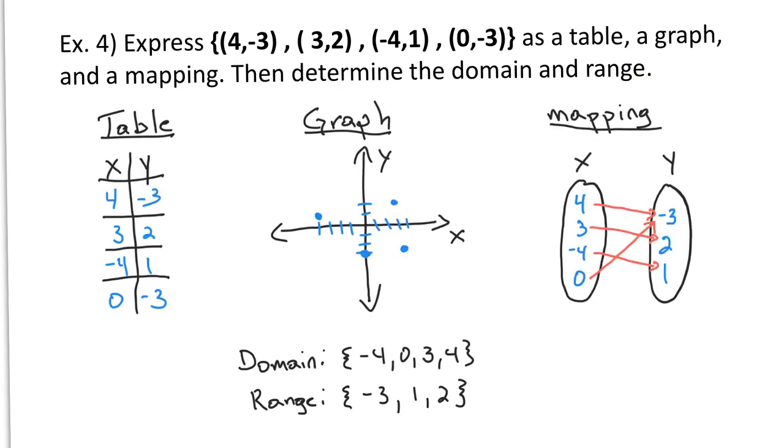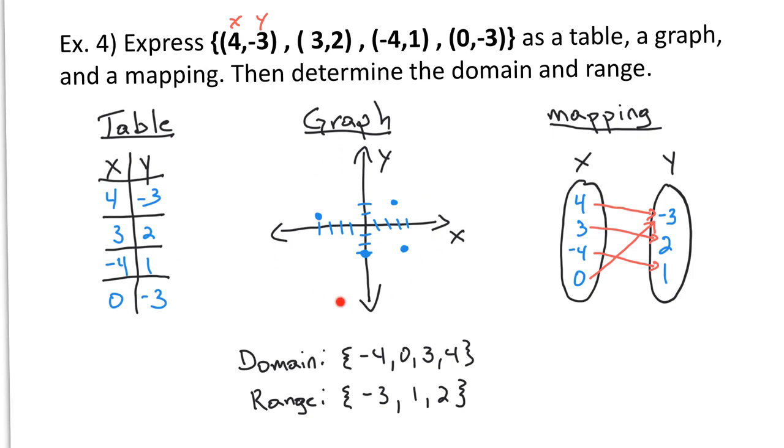So hopefully you guys try it, but you guys can see the table, graph, mapping, domain, and range on the screen. So once again, when you have your table, one column is your x values. The second column are your y values. Keep in mind that you have to put them with the corresponding number. So (4, -3). Once again, the first number is your x coordinate and the second number is your y coordinate. So we have (4, -3) here. (3, 2) is the second point right here. (-4, 1), (0, -3). So that's your table.